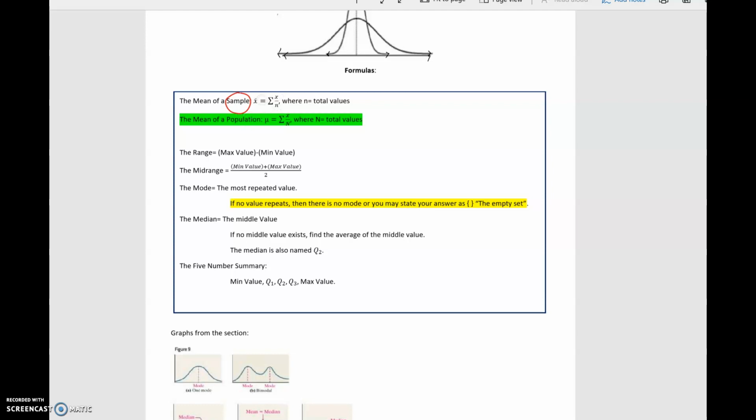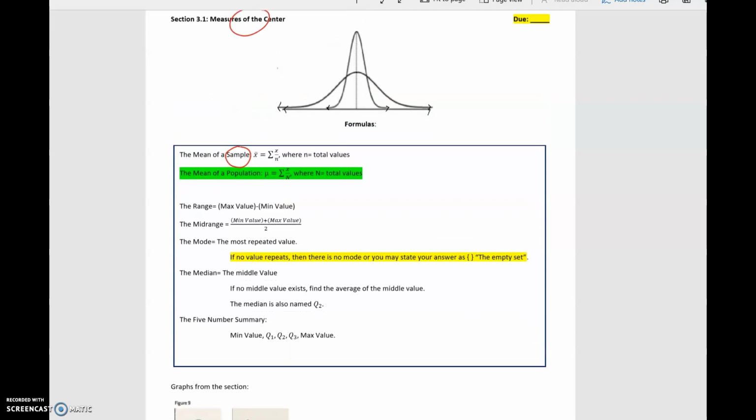If it's a population, instead of calling this x bar, we're going to call this mu, and it represents the sum of your x's divided by n. In either case, n represents the total number of values, but for populations, that's expressed as a capital N. These are technicalities, but I do want to see the formulas exactly as they're supposed to be given.